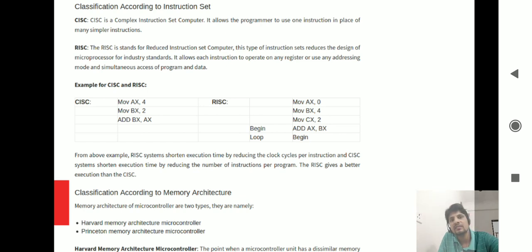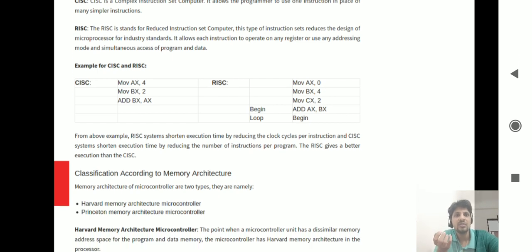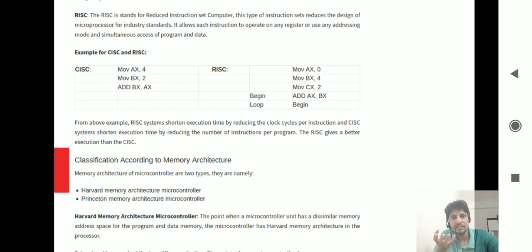Now this is the classification which we got based on the instruction set. One more classification we can do is based on the memory architecture. Based on the memory architecture, it is again divided into two categories. One is the Harvard memory architecture microcontroller, and the other is the Princeton memory architecture microcontroller.